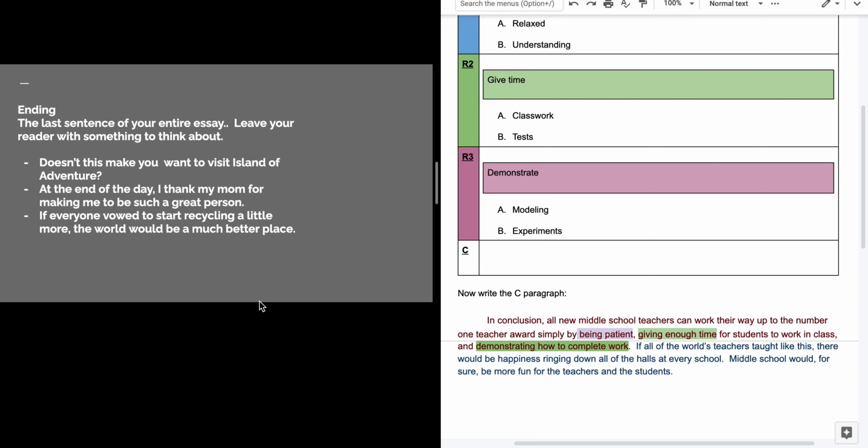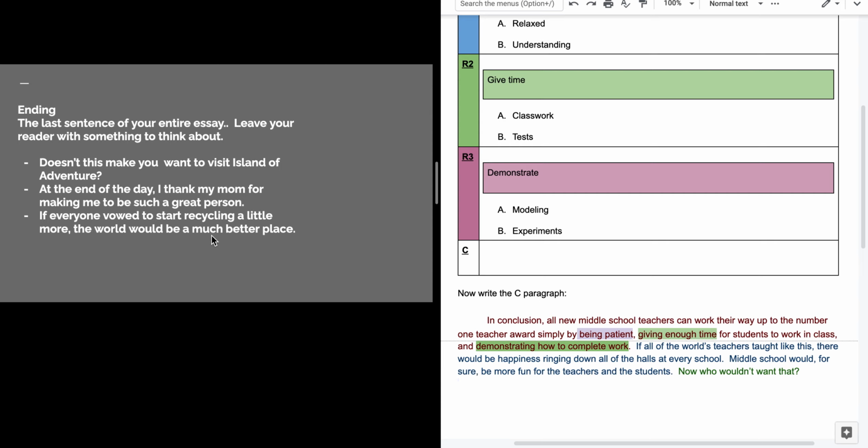Sometimes you can make really good ones, other times just keep it simple and sweet. So some examples are, doesn't this make you want to visit Islands of Adventure? Or at the end of the day, I thank my mom for making me who I am, to be such a great person. Or if everyone vowed to start recycling a little more, the world would be a much better place. So I'm going to do a short, simple one. I am going to say, now who wouldn't want that?